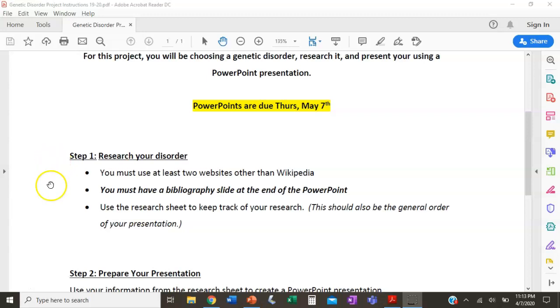So the first step that you have left to do here, you've chosen your disorder. Now you need to research it. You do need to use a couple of websites other than Wikipedia. Wikipedia is not horrible, but it's not always reliable. And there are a lot of really good and reliable resources out there. So we're going to take a quick look.